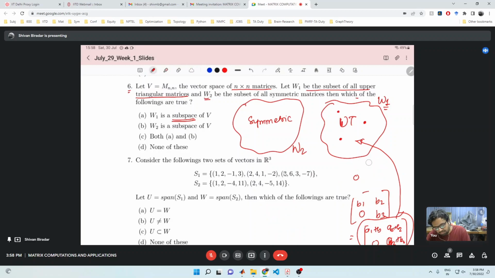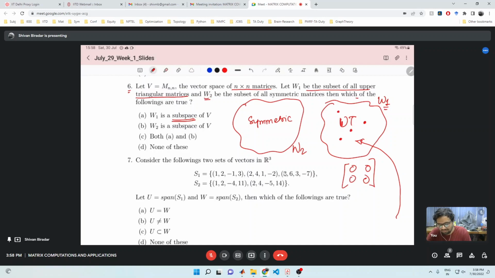And the final and important property is to check whether zero is in this subset or not. Let us say that I have 0, 0, 0, 0. So this is obviously an upper triangular matrix. So this has a 0 matrix in it. So W1 is a subspace of V. If you check all three properties, that is closure under addition, closure under multiplication, and the 0 element must be in this subset, then this will be called a subspace. And W2 is a subspace of the vector space. So this will be the answer.